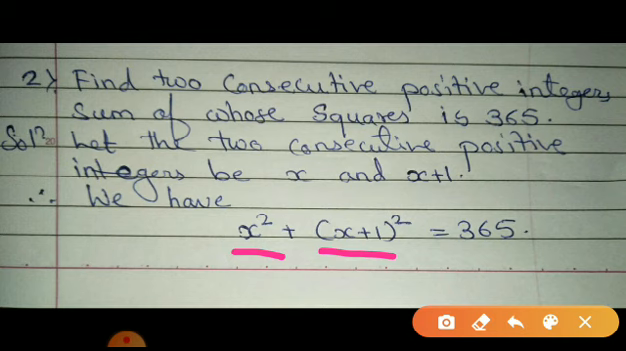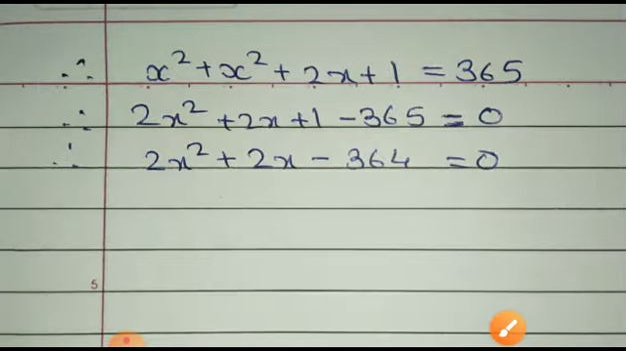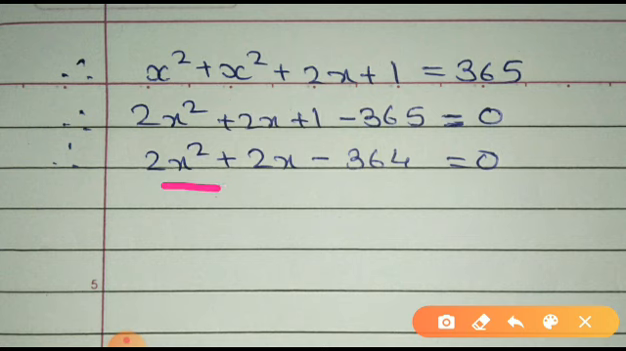Clear? Now simplify it and you will get 2x square plus 2x minus 364 is equal to 0. Now from here itself, check whether every term is a multiple of 2. So I can take the 2 outside, so that it will be easier for us to find the answer.